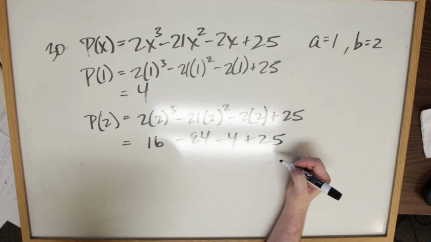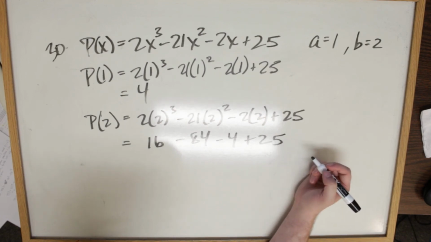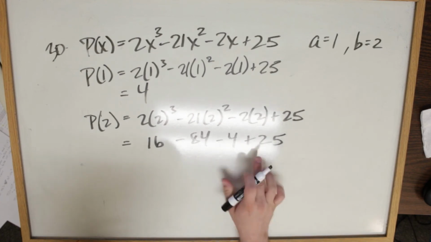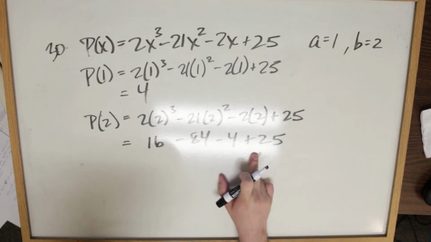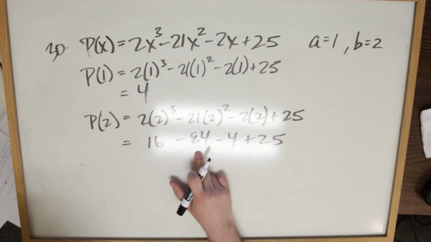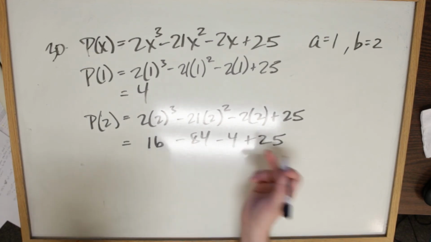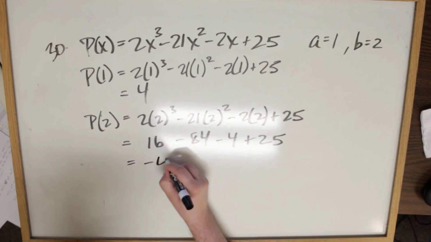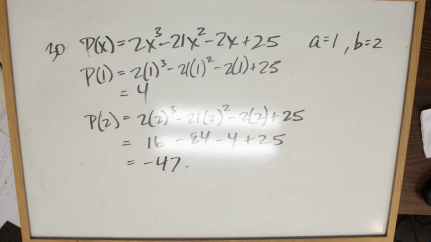So how do we want to do this? 16 plus 25 is 41. 41 minus 84 is minus 43. Minus 43 minus 4 is minus 47. Okay, we're good. Minus 47. Mental math, it's awesome.